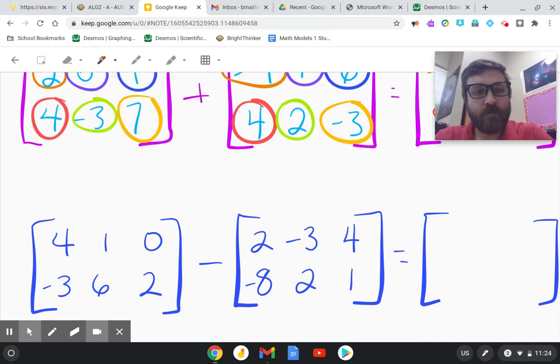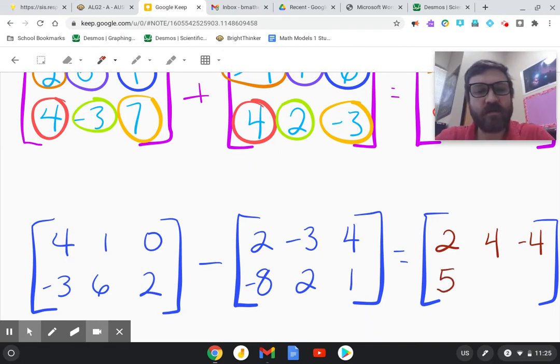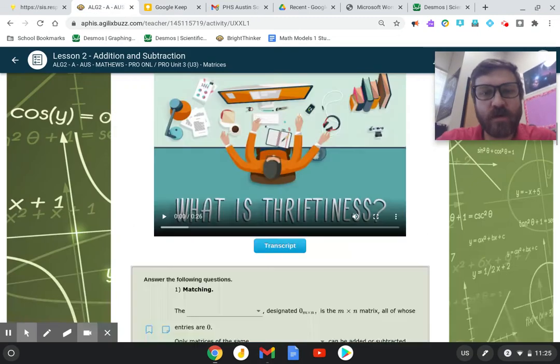So 4 minus 2 is 2. 1 minus -3 is going to be 1 plus 3. That's going to make 4. 0 minus 4 is -4. -3 minus -8, that's going to be -3 plus 8 is 5. 6 minus 2 is 4. And 2 minus 1 is 1. So again, just add or subtract each individual element. So for the most part, that's what you're doing here.